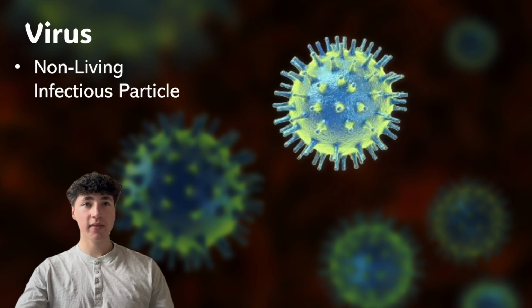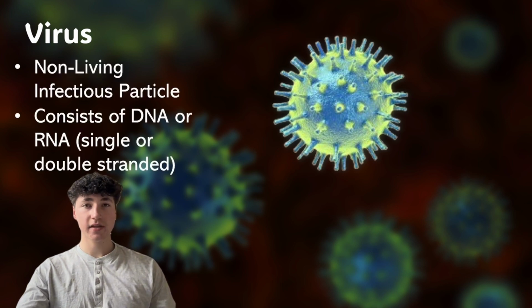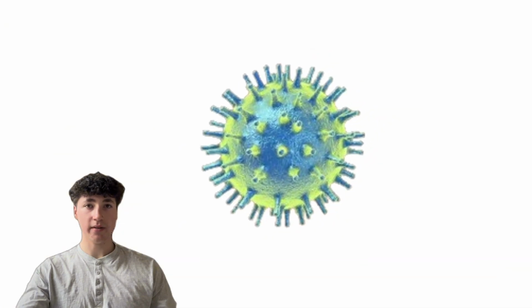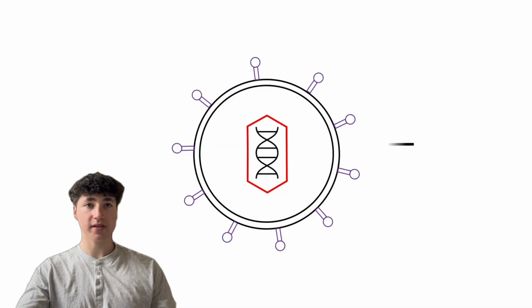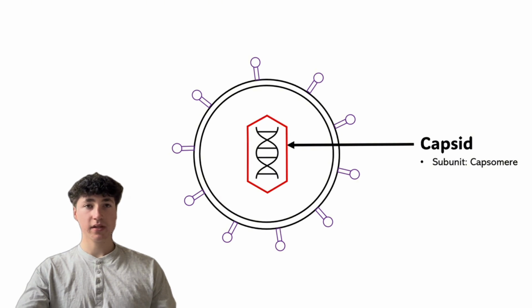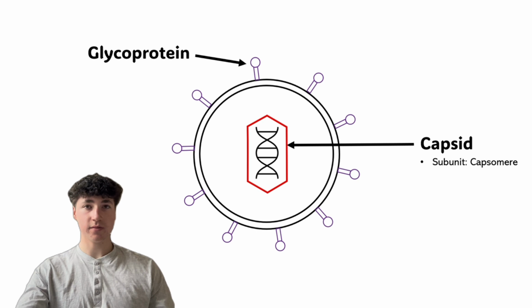A virus is a non-living infectious particle. It consists of either DNA or RNA, which will either be single or double-stranded. There's a protein coat called a capsid that surrounds it. The subunit of a capsid is the capsomere. Some viruses will have glycoproteins, which will trick other cells into allowing it to enter.